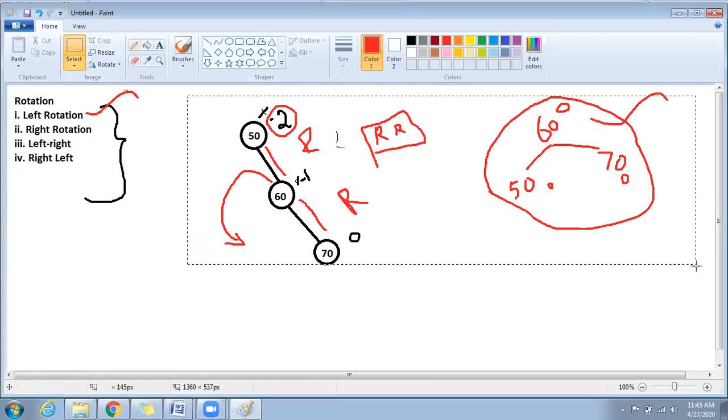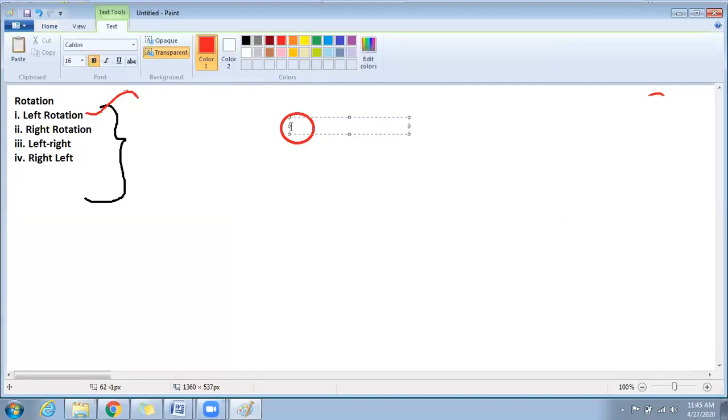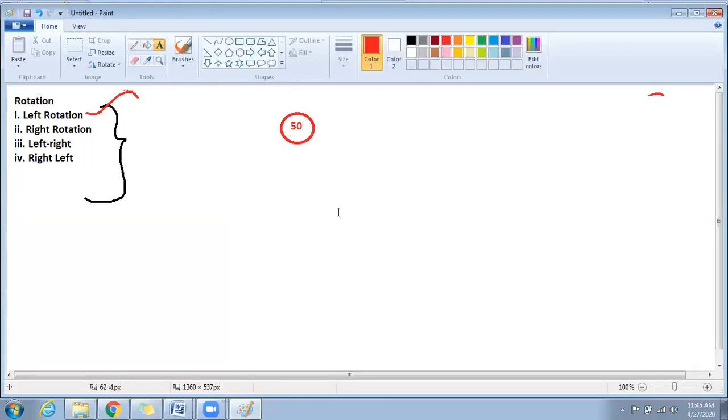Now I want to insert again. Now I want to insert value. Excuse me. I want to insert value 50. One minute, guys.